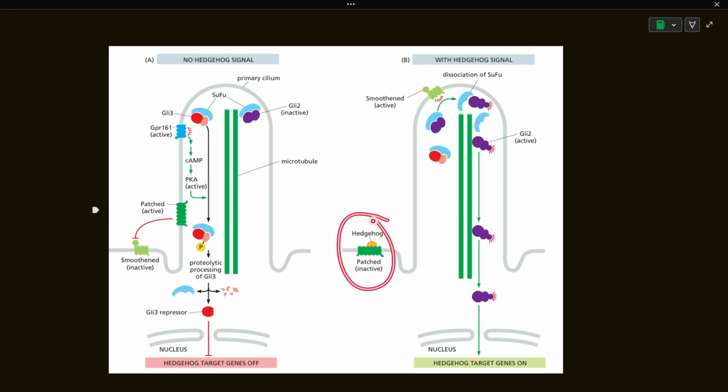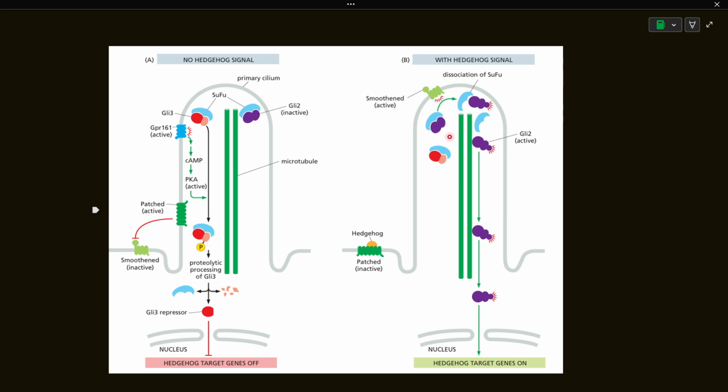to the Patched receptor, and that is why this Patched receptor will migrate in the cell membrane outside the primary cilium. So the binding of Hedgehog to Patched is going to inactivate the Patched receptor. That is why the transport of the cholesterol molecule will be stopped. Now the transport of cholesterol is not being done. That is why cholesterol is quite abundant in the plasma membrane, and this cholesterol will bind to the Smoothened receptor, and that is going to activate the Smoothened receptor.